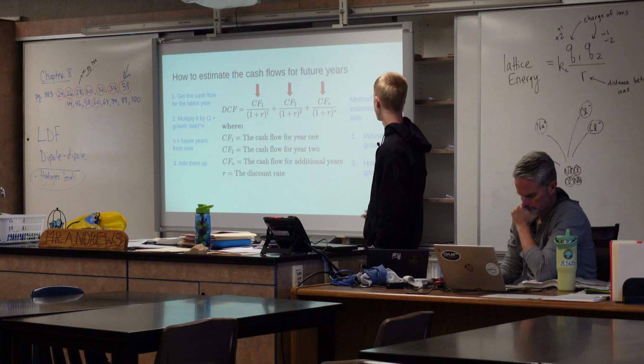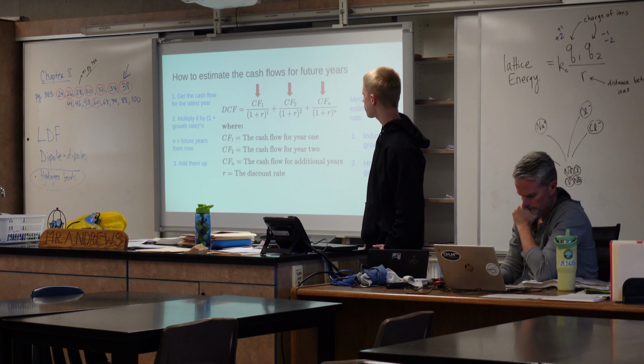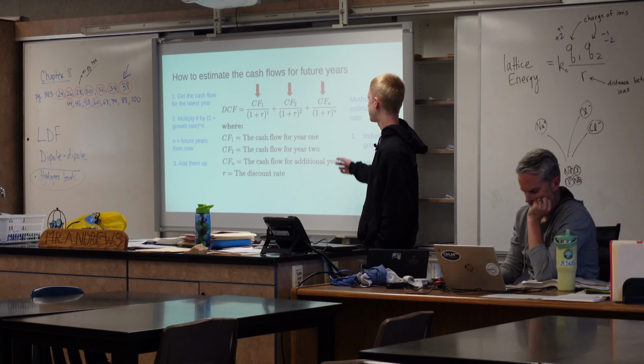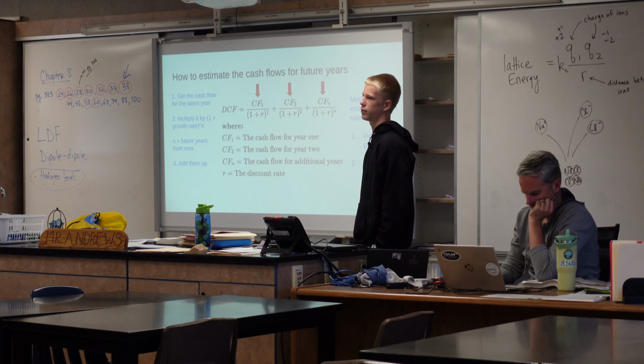And to estimate the growth rate, you can either use the industry growth rate. So for example, if it's an oil company, you can use the average growth rate of oil companies as the growth rate. Or you can see the company's historical growth rate and use that. And n is the future years from now. And to get the total discounted cash flow, you need to add up all the years that you're doing this for.